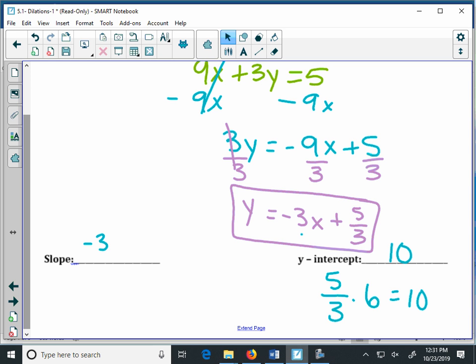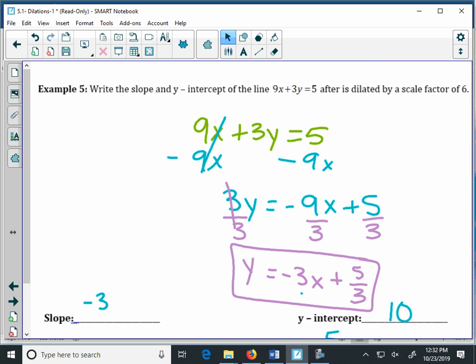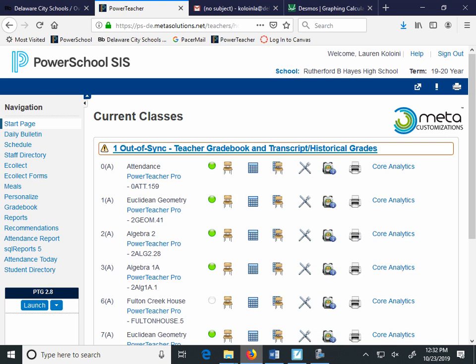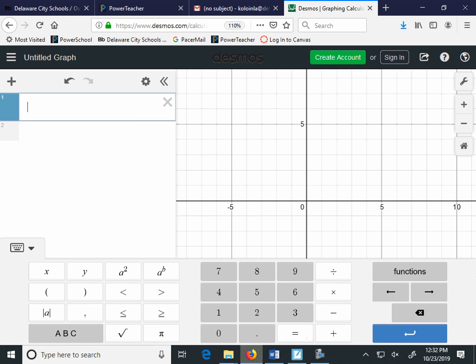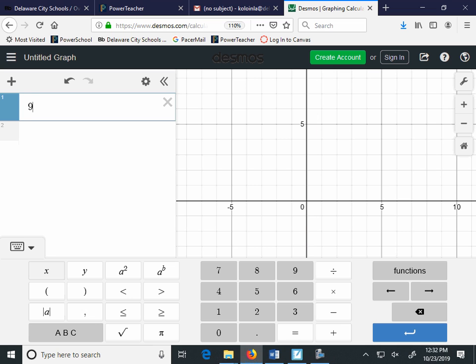Okay? What you can do, let's say you're nervous to solve for y. In this case, I think it was easier to solve for y, but let's say you don't want to solve for y. What could you do? Put it into Desmos. Solving for x is you're doing something different. Plug it into Desmos. So you can just plug it in how it is. 9x plus 3y equals 5. Okay? And then you can just find the slope by doing rise over run.